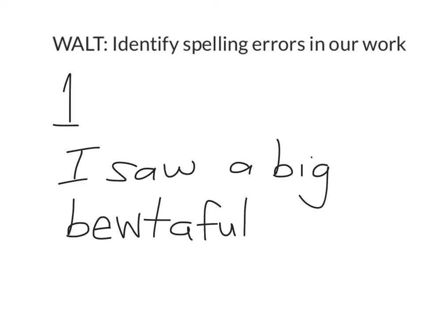And then to show that I'm unsure of the spelling of that word, with my ruler and my red pen, I'm going to underline it. So I know that that's a word I'm going to have to come back and fix. And back to my writing, I saw a beautiful dog. So that's the first way that you identify a spelling error in your work, is that you identify it as you're writing. Underline it, and then you can keep on with your writing.